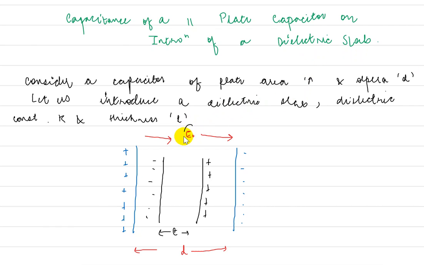And we have also assumed let E naught be the electric field between the plates of the capacitor. So now the electric field inside the plates of the capacitor will be towards this direction, that is EP, and we have E naught in this direction. So the electric field inside the dielectric slab will be equal to E naught minus EP, which will be equal to E naught by K.